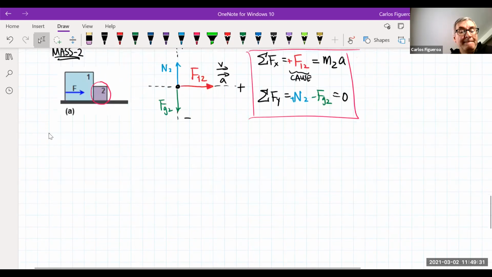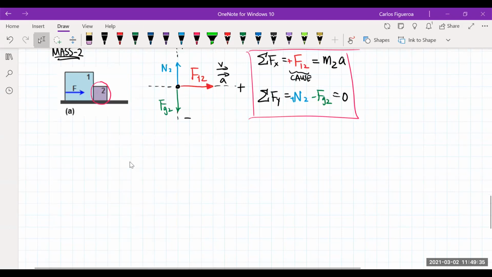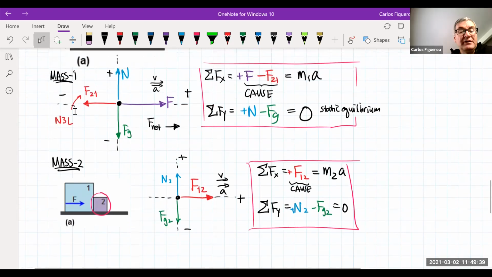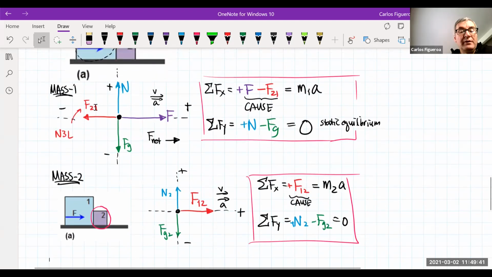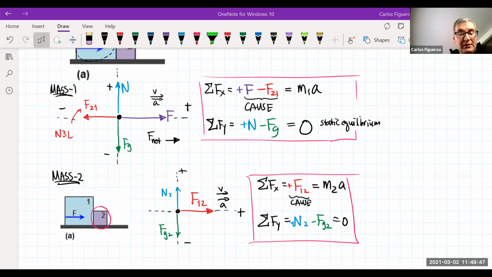Here we go. Real quick, for mass 2, why isn't block 2 exerting a force on mass 1? It does on mass 1, F2. Oh, right. Okay. Let me go get the next image.